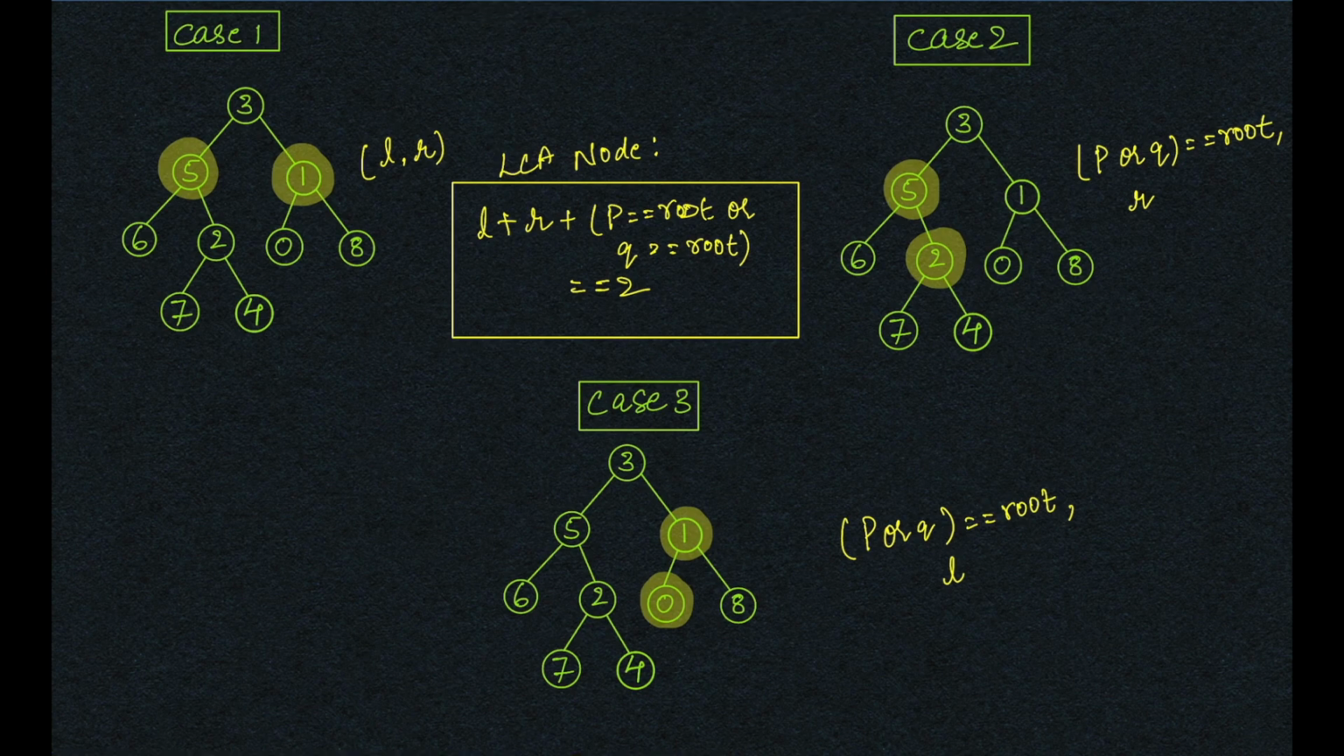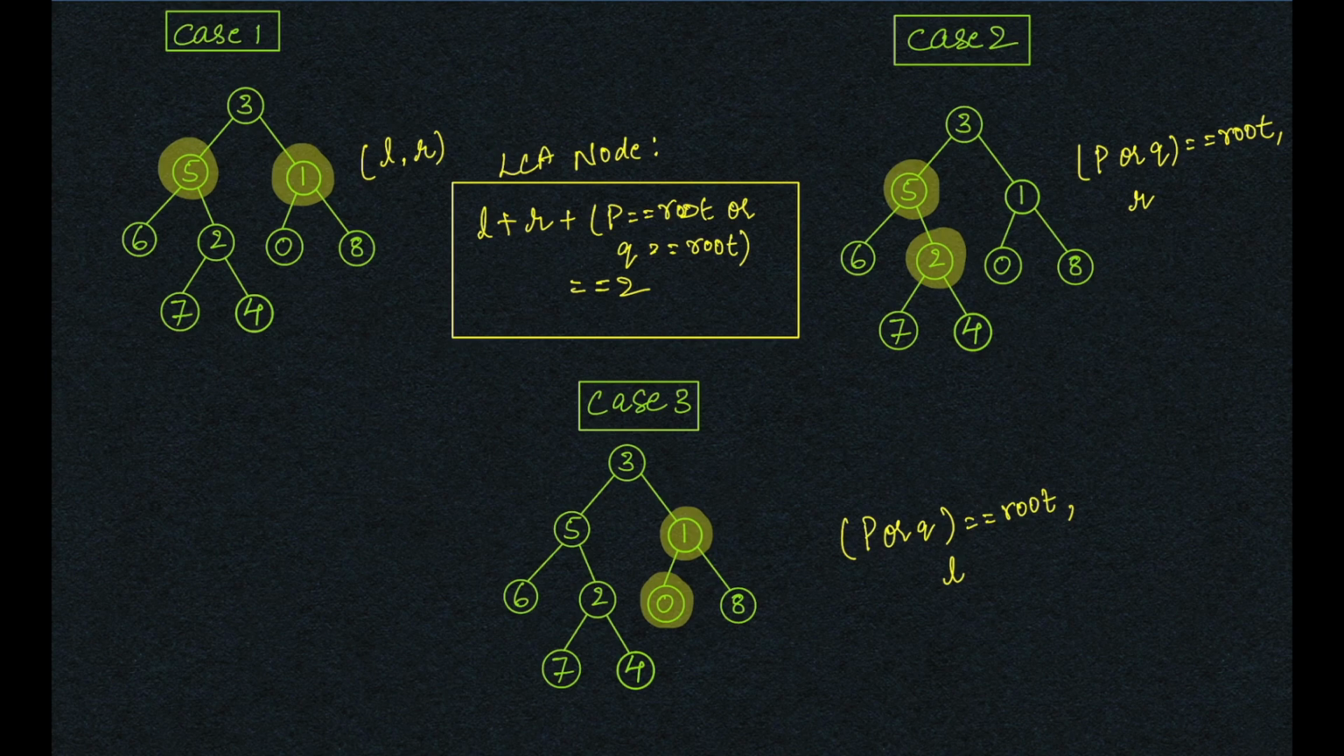So if any of the nodes satisfies this condition, if P or Q exists in the left subtree or the right subtree, or P equal to root or Q equal to root, for any node, if this sum is equal to 2, then we say that particular node is an LCA node, the lowest common ancestor node for the two nodes given, P and Q.